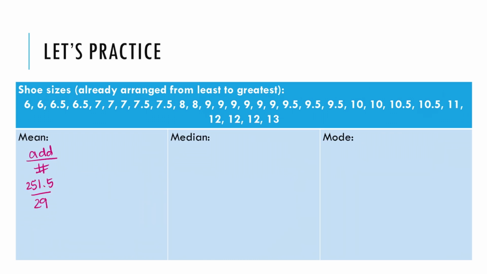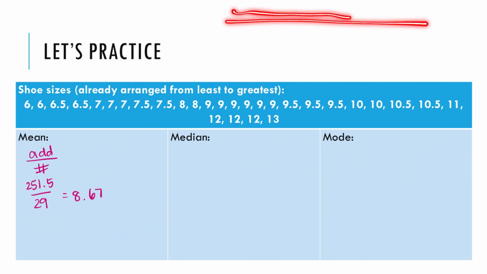Okay, so I added all of them together and I got 251.5, and then I had 29 different data points. So all I have to do is divide those and I get 8.67. As you've probably noticed, 8.67 is not one of the options that are even here, but it does represent how big each shoe size would be if everyone had the same shoe size. That's basically what the mean is telling us. Or it would represent if I put all these numbers on a board, and 8.67 was here, that would balance it out. That's what it's saying.